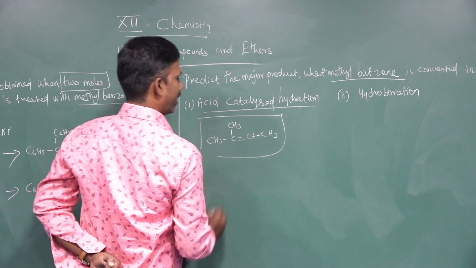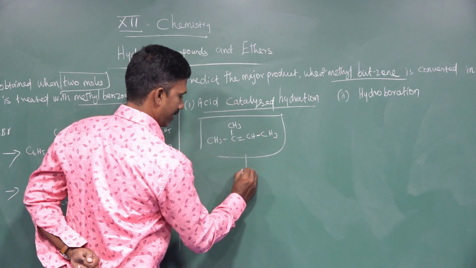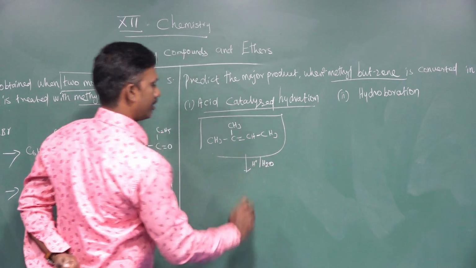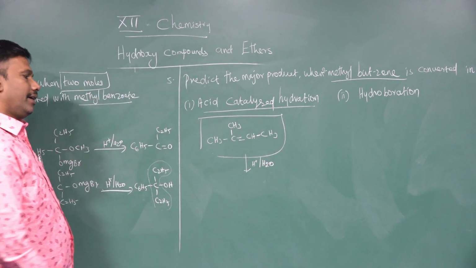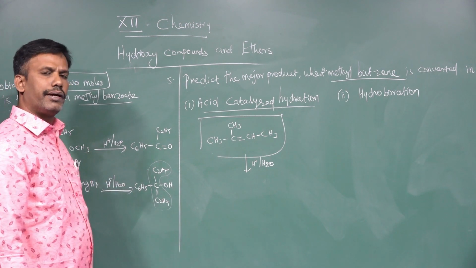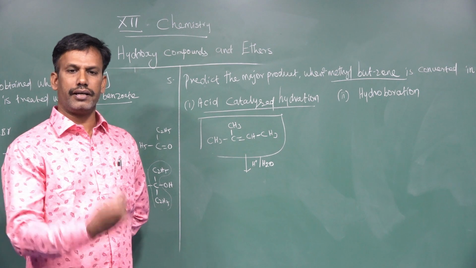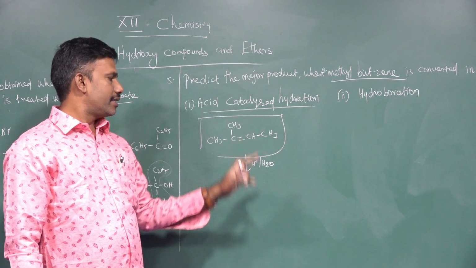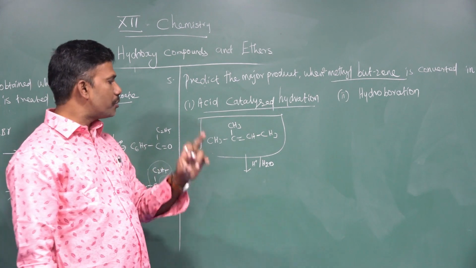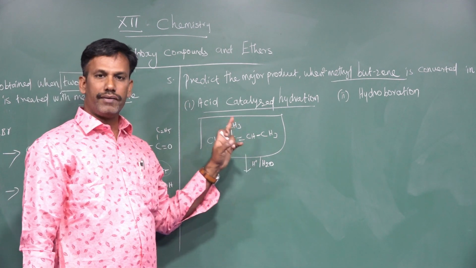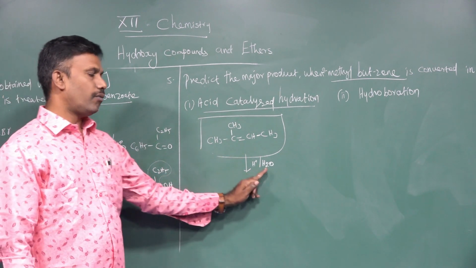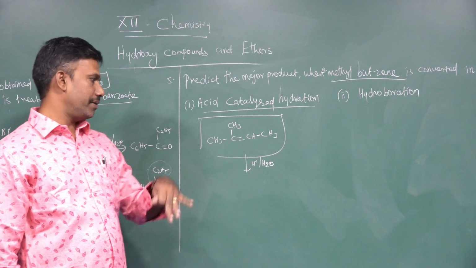Now, acid catalyst hydration is nothing but H plus, H2O. It follows the Markovnikov rule. What is called Markovnikov rule? When an unsymmetrical alkene undergoes acid hydration, the negative part of the addendum should go to the carbon which has the least number of hydrogens. That is called Markovnikov rule. In water, the negative part of the addendum is OH minus.